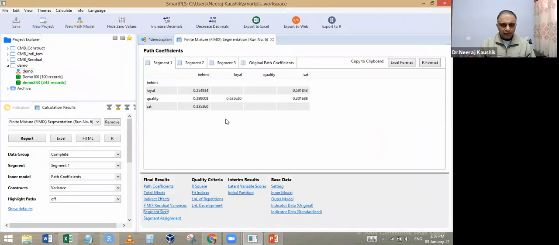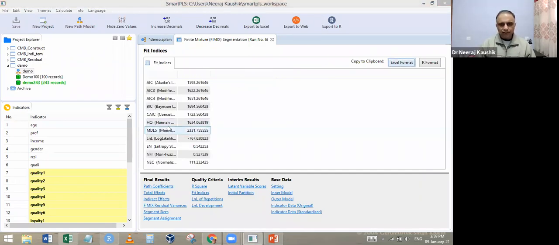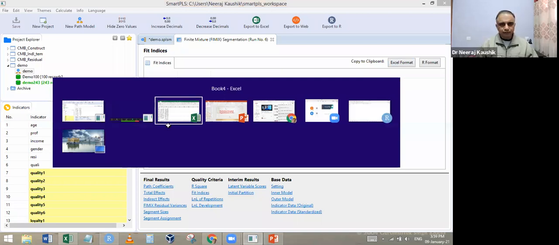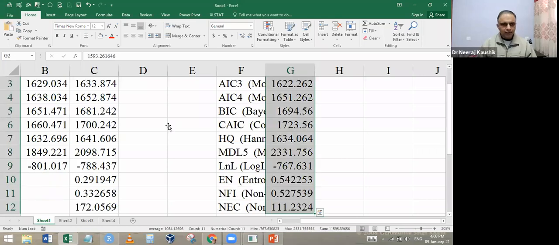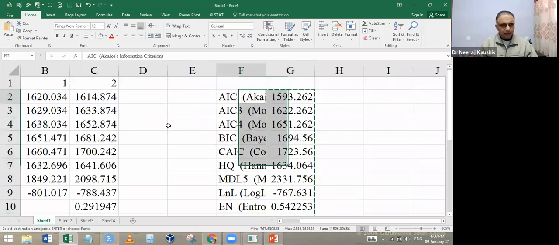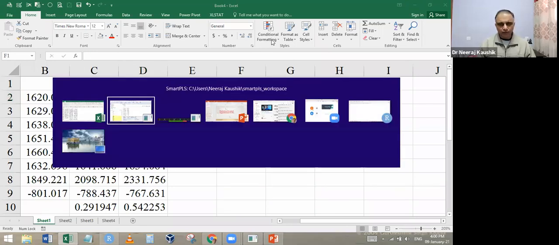If you go here, segment size, it's 62, 28, and 9% of the people. That's very low actually. 9% of the people is very low, but let's see what is the case here. So this is the data, and let me paste it for the 3. So I'm just showing you a demo. So let me do it for 4 cluster also.